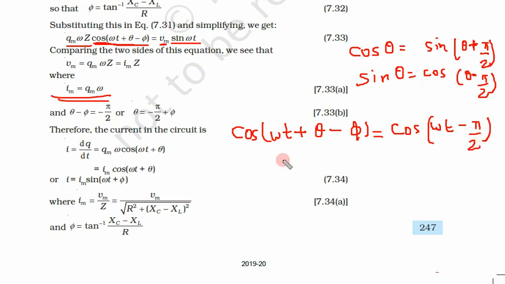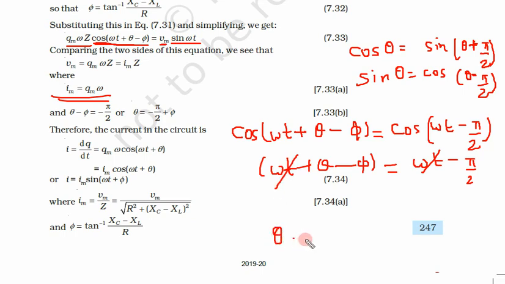Now let us compare angle with angle. So omega t plus theta minus phi must be equal to omega t minus pi by 2. Omega t and omega t cancel out. So what we get? Theta minus phi must be equal to minus pi by 2.